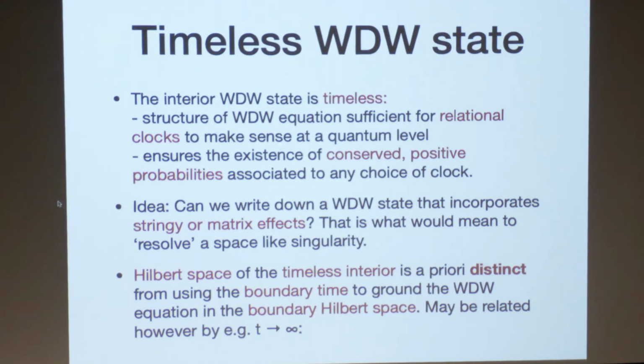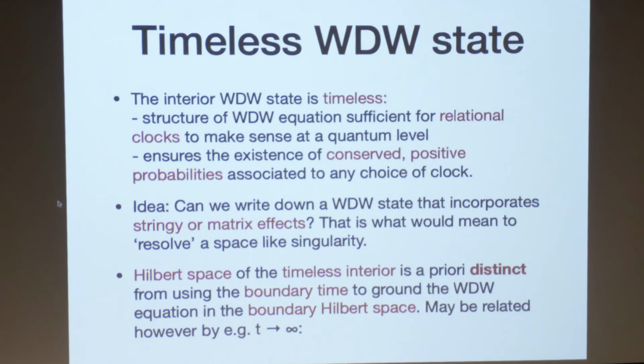All right. So this interior state is timeless, and what I've just been telling you is that the structure related to the previous question of the Wheeler-DeWitt equation is sufficient for relational clocks to make sense at a quantum level, and it ensures the existence of conserved positive probabilities associated with any choice of clock.